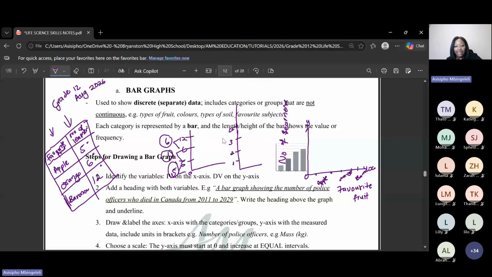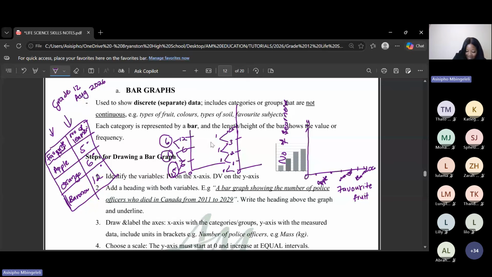How do I check that? Remember there's a 0 there. Between 0 and 1, there's a difference of 1. Between 1 and 2, there's a difference of 1. Between 2 and 3, there's a difference of 1. Between 3 and 4, there's a difference of 1. And if I continue to do that and have 5, 6, 7, up until 12, all my increments will be the same. That means my scale will be correct.